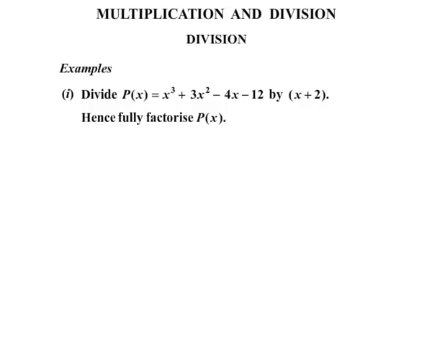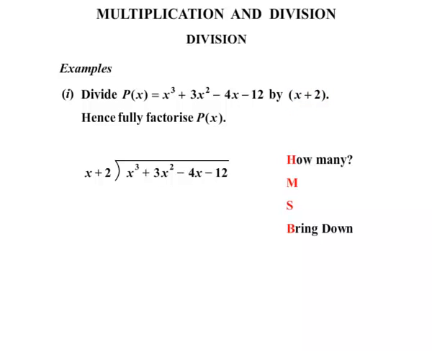Hence, fully factorize the polynomial. Righto, well let's start by writing that polynomial down. Division by x plus 2, so the big divider sign there, and the x plus 2. And we basically, HMS: bring down. We are going to think: how many? Multiply, subtract, and bring down. Okay, that's very good to remember those steps.